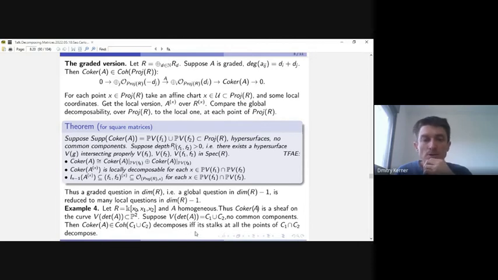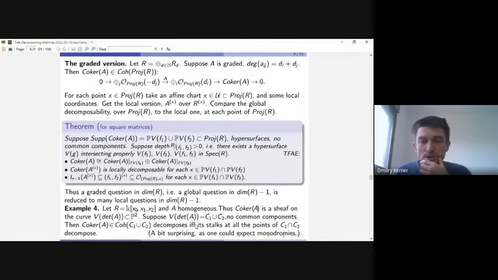So again, this is the global object. It is supported on the projective curve. So this is the global question. And somewhat surprisingly, it is totally reduced to the local questions. There is a finite number of intersection points, and at each point we should check the decomposability. And of course, the decomposability locally here is a question in two variables. It is much simpler than the decomposability here, over this ring, which is the question in three variables.